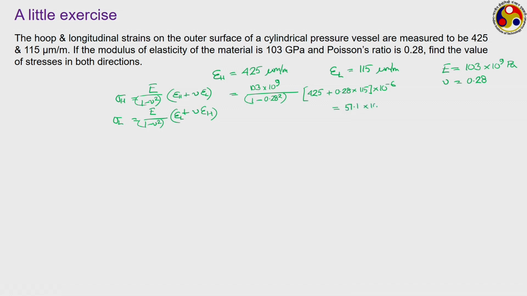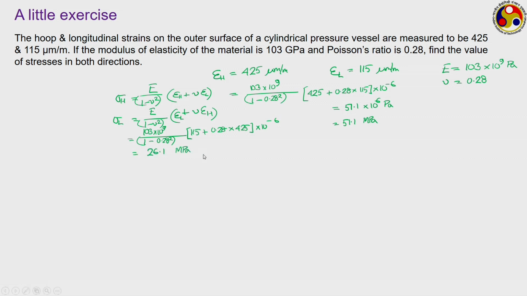So, it is coming 51.1 into 10 to the power 6 Pascal, that is, we can also write this as 51.1 megapascal. Similarly, if we put the values for the longitudinal one, then we shall be having 103 into 10 to the power 9 divided by 1 minus 0.28 square, into epsilon L, that is 115 plus 0.28 into epsilon H, which is 425 into 10 to the power minus 6. So, if you calculate the value, again I have the number as 26.1 megapascal.